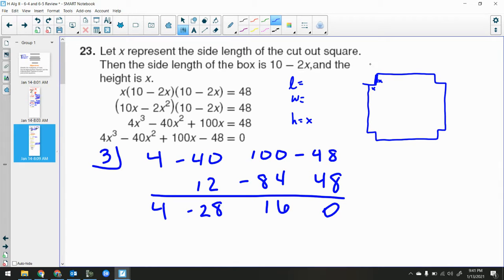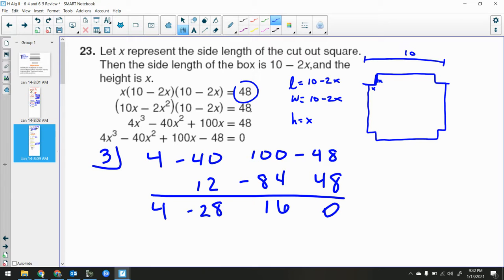It looks like this was a 10, right, total. So it's 10 minus 2x for the length. The width, same thing. So it's 10 minus 2x. And now I multiply these 3 things together: x, 10 minus 2x, and 10 minus 2x. And I know I want the volume to be 48, so I set it equal to 48.